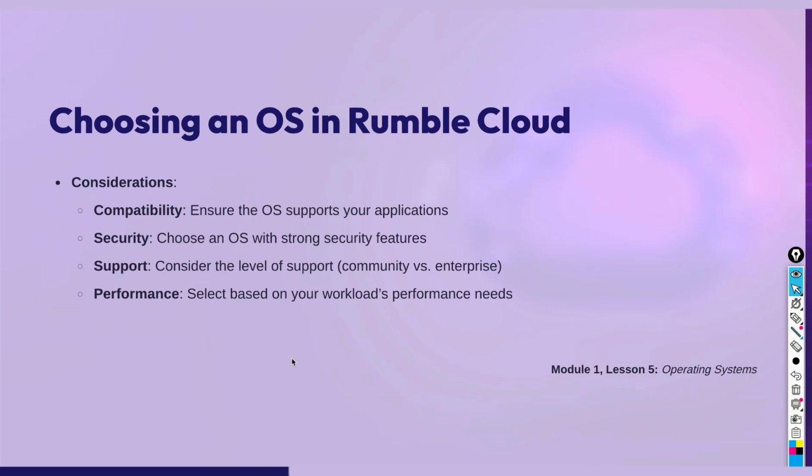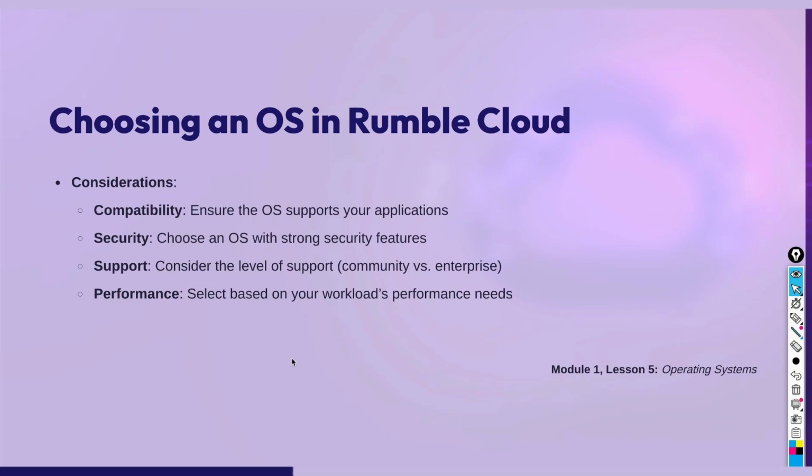Choosing your OS. So when selecting an operating system for your VMs in Rumble Cloud, consider the following factors, okay? Consider the compatibility. Ensure that the OS supports the software and applications that you want to run. So make sure your application is compatible with the OS that you are running. 2, security. Look for operating systems that offer robust security features to protect your data and applications.